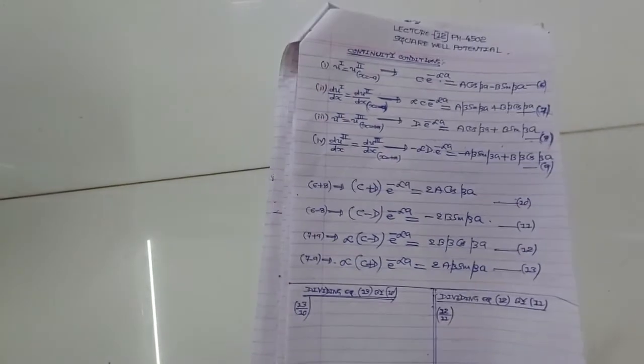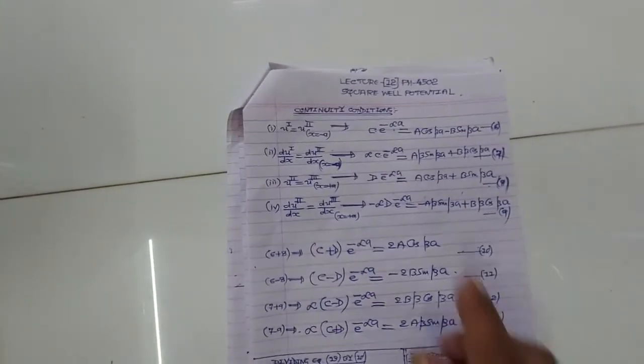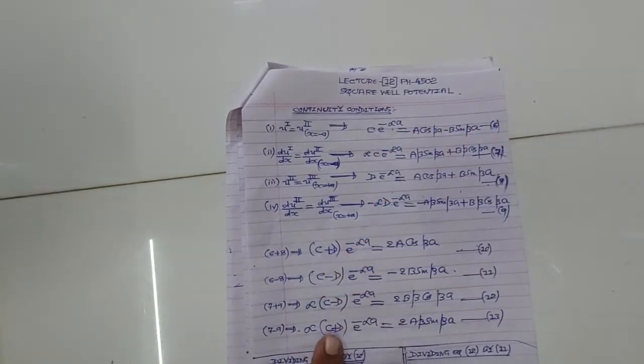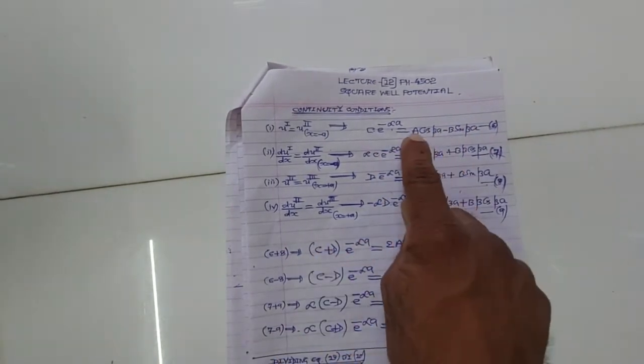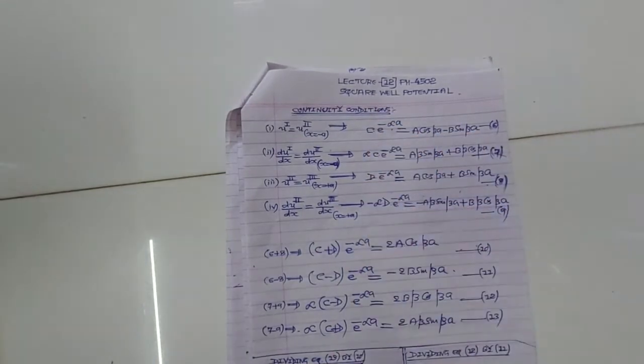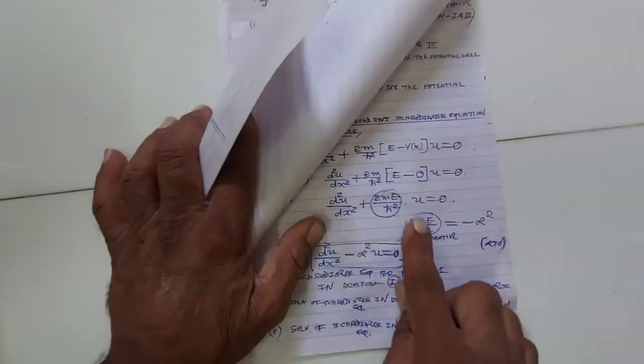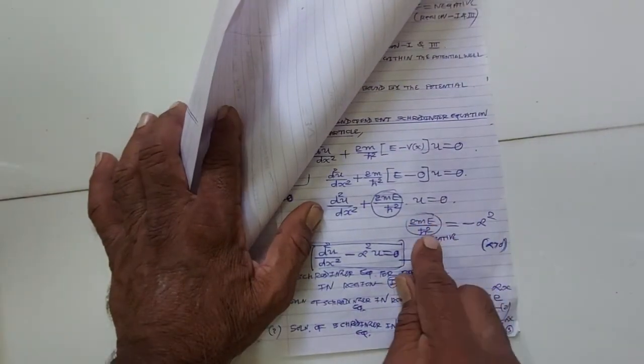Okay. So in all these equations, what you have to remember is that A, B, C and D are unknown constants. Alpha is a known constant. What is the equation of alpha? Alpha square is 2m upon h square. So alpha is under root 2m upon h square.